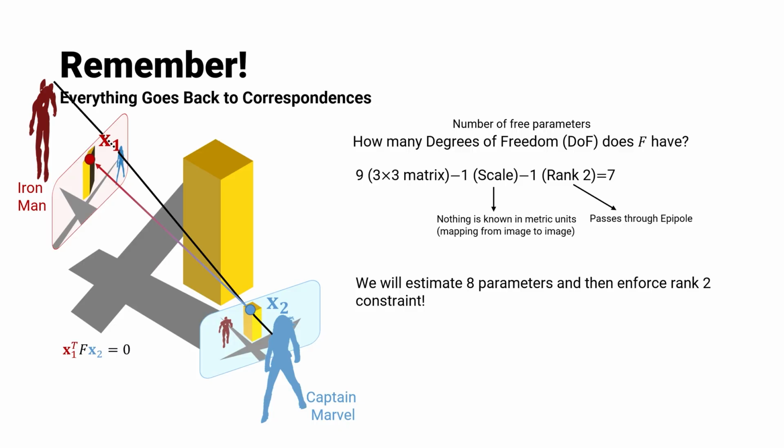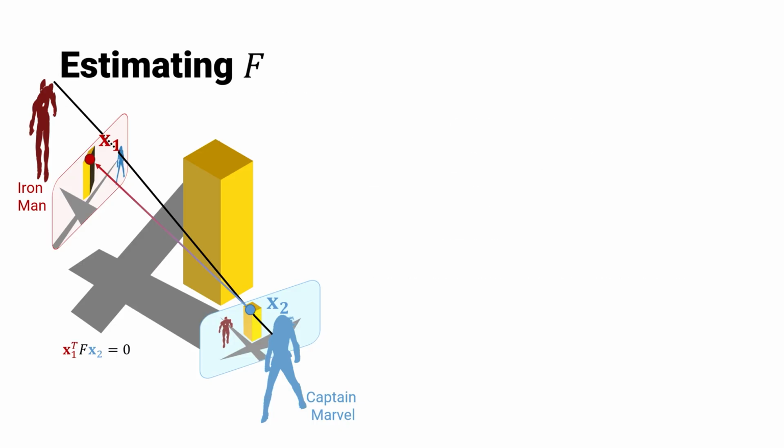So let's see how we can estimate the fundamental matrix F. We will start with the equation x1 transpose F x2 is equal to 0, where these are little x's, so they are all in the image plane. And we will write it out completely like this.